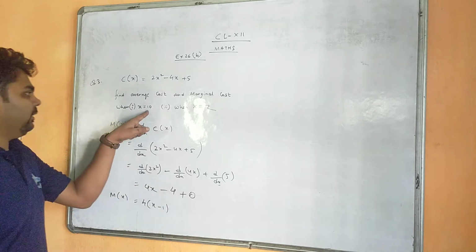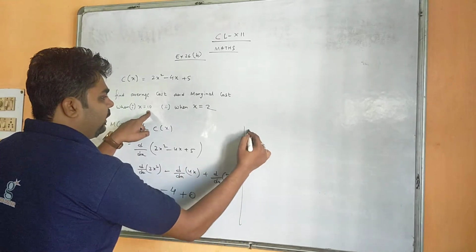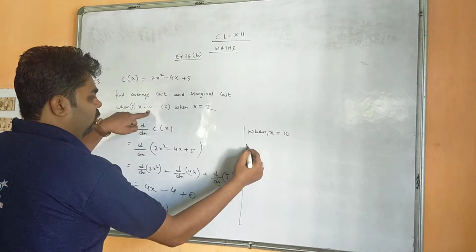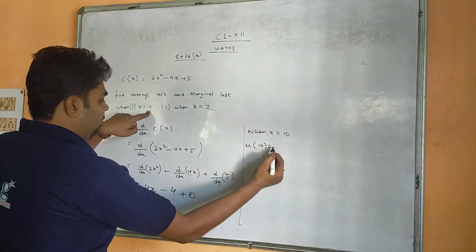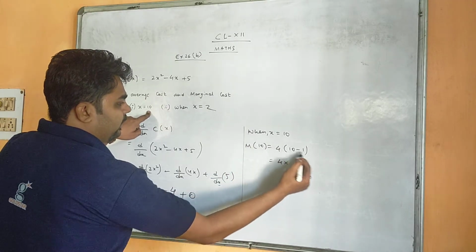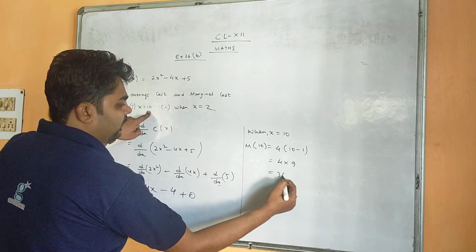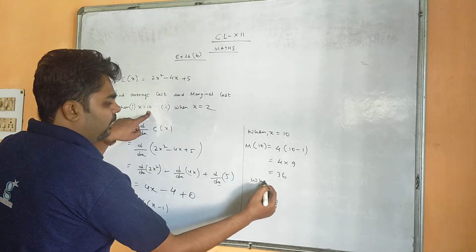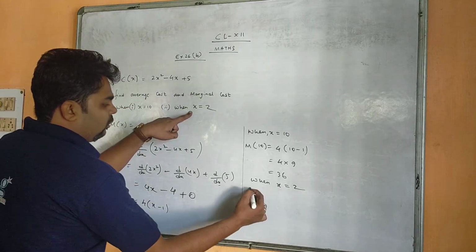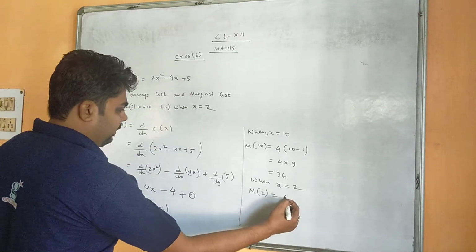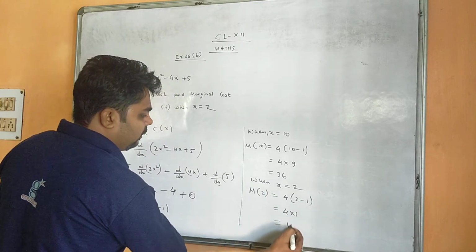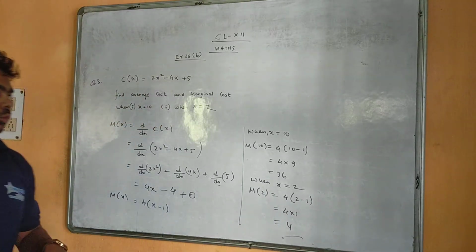Now we have to find, when x equals 10, what is the marginal cost, right? So marginal cost, that means M(10): 4 times (10 minus 1). 10 minus 1 is 9, 9 fours are 36, right? Now when x equals 2, what will be the marginal cost? That means M(2). Here again 4, and 2 minus 1, we will get 4 into 1, that is 4, is the answer, right? So these are the answers.